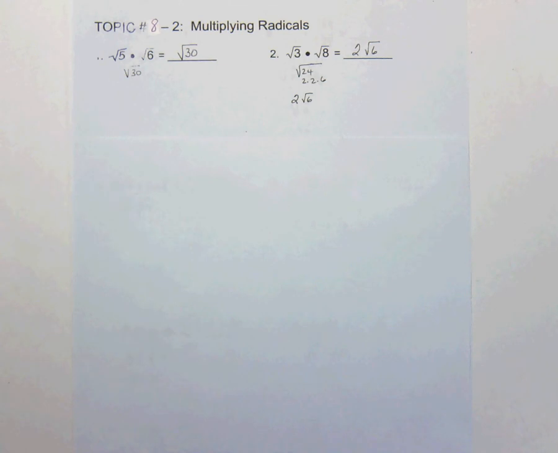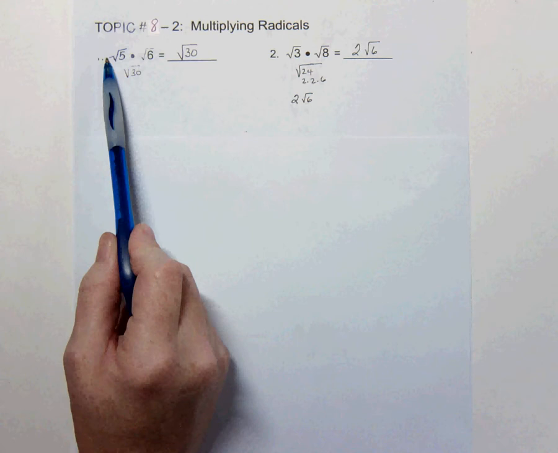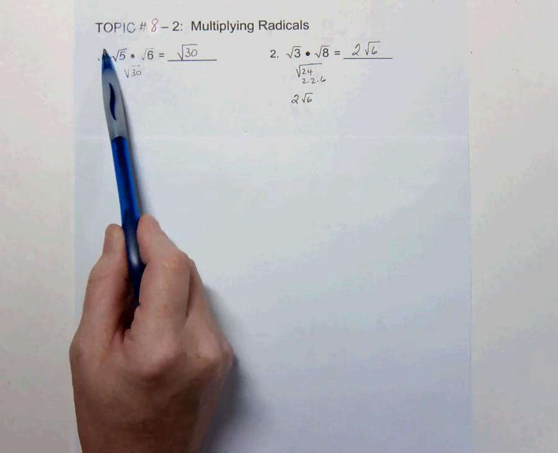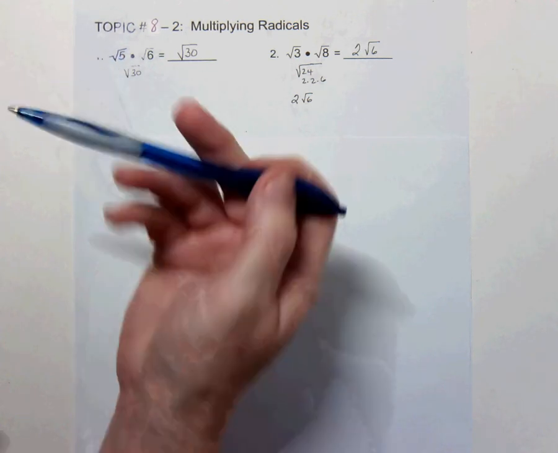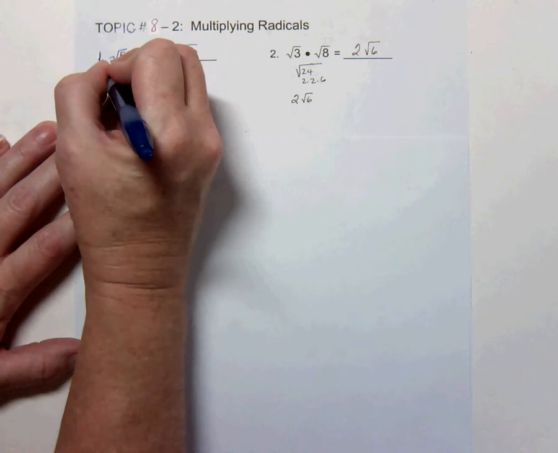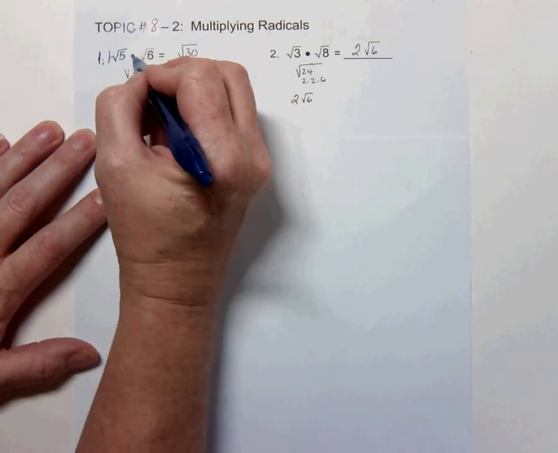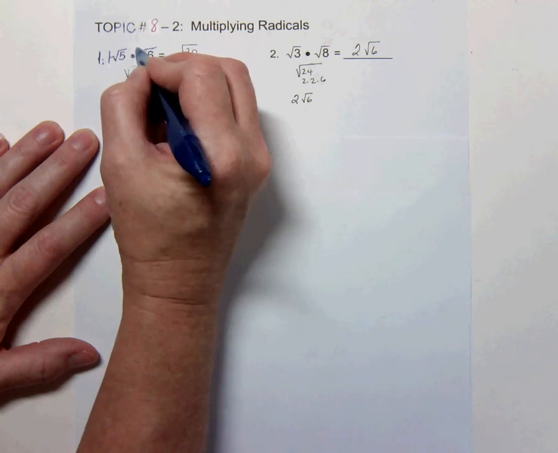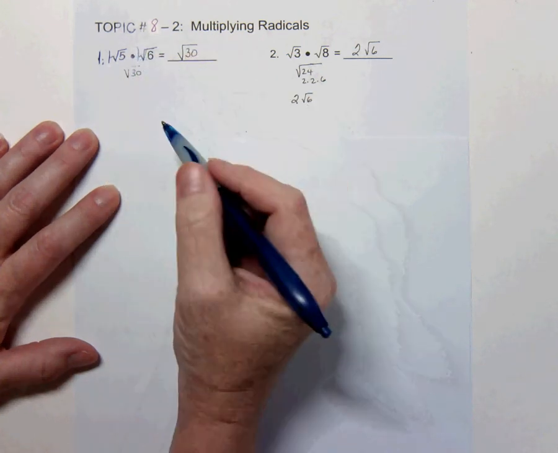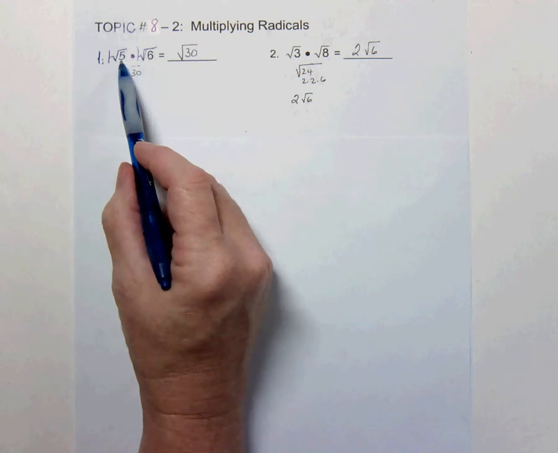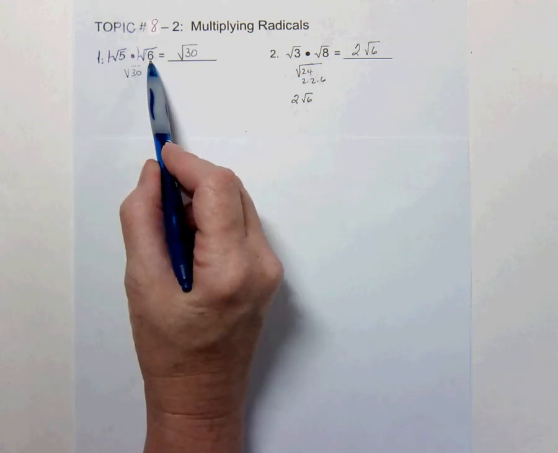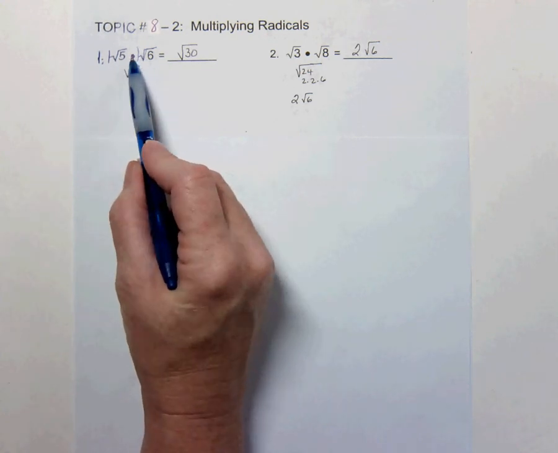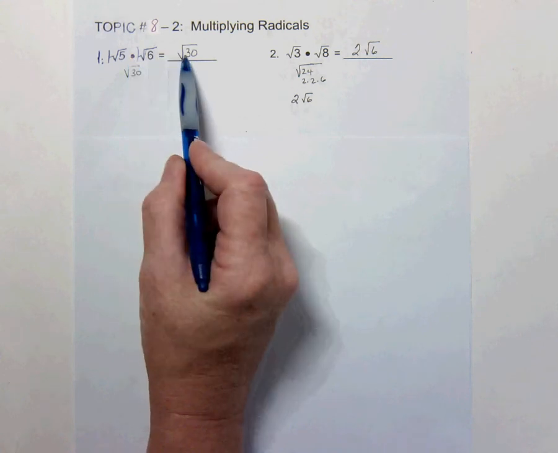With radicals, when there's nothing on the outside, it's understood to be a 1. So this is multiplying the square root of 5 times the square root of 6. You can assume there's a 1 in front of both of these. So that's just multiplying the 5 with the 6. Very different than what we did when we were adding and subtracting. So this becomes the square root of 30.